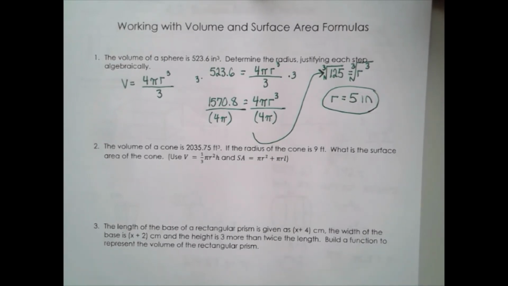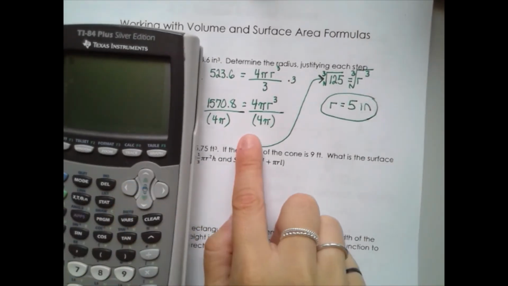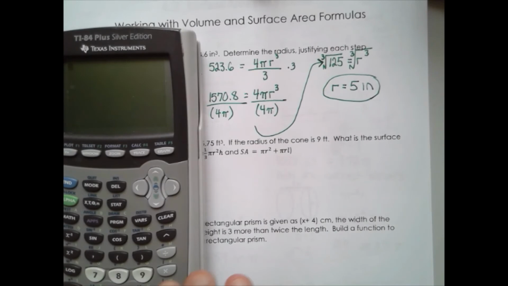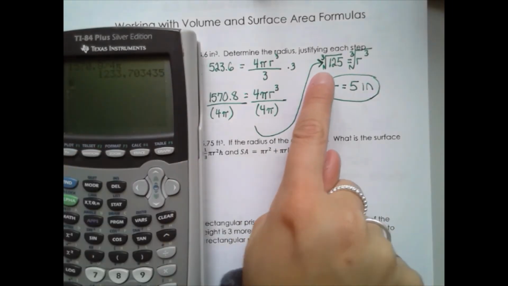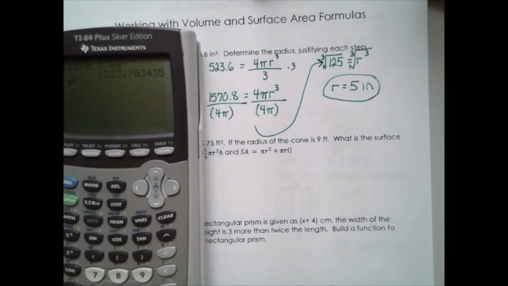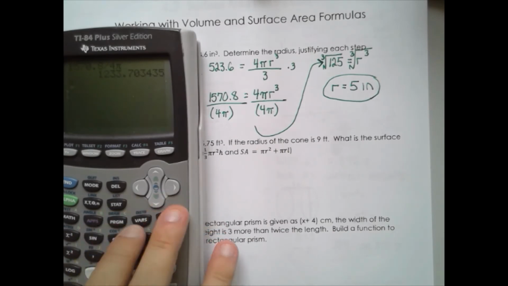Before we move on to the next problem, I just want to show you guys that if you don't put those parentheses, it does change your answer. So if I did 1,570.8 divided by 4 pi, it gives me something completely different. And the reason for that is it doesn't realize that you're dividing by pi as well. So we have to use those parentheses anytime we divide by more than one thing.